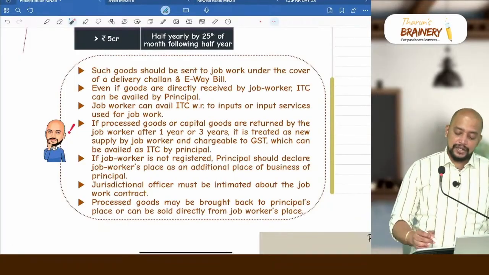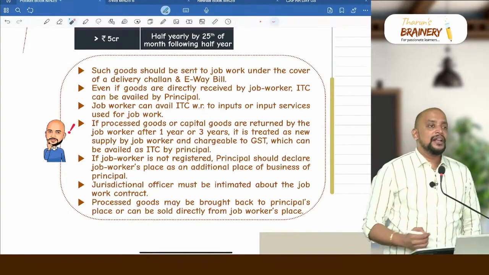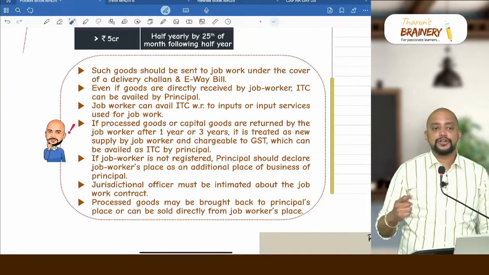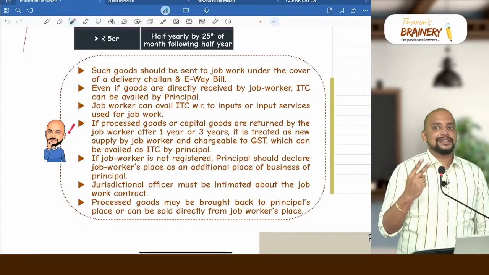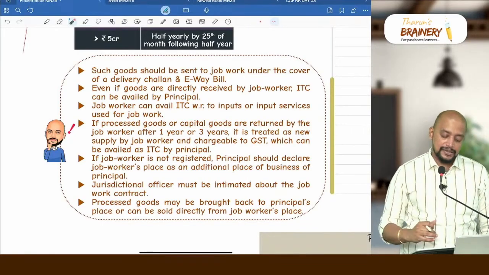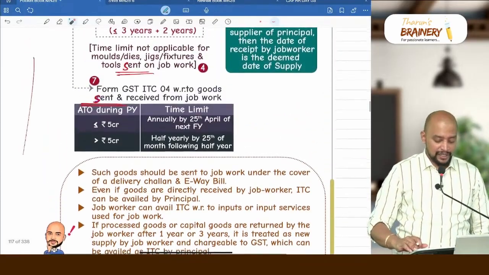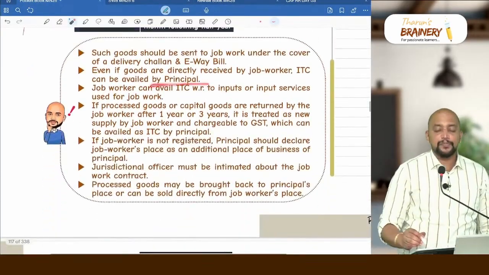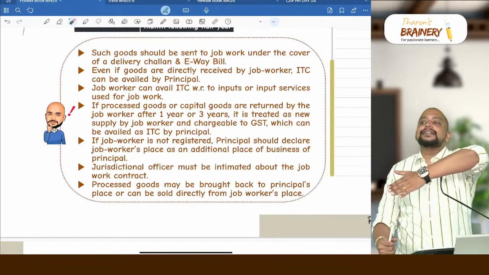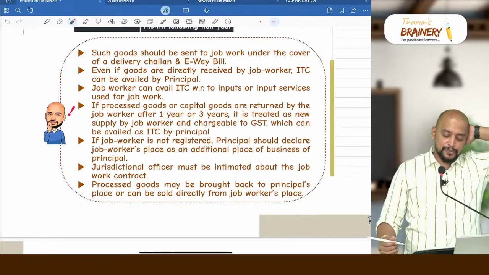Such goods should be sent to job work under the cover of a delivery challan and e-way bill, because it is not a supply, and e-way bill is always required irrespective of the value. Two cases I told you, handicrafts and goods sent on job work, always e-way bill is required. Even if the goods are directly received by the job worker, ITC can be availed by the principal. Why? Bill to, ship to. When the goods are received by the job worker, it is deemed that the principal has received the goods, and the principal can take ITC with respect to that.